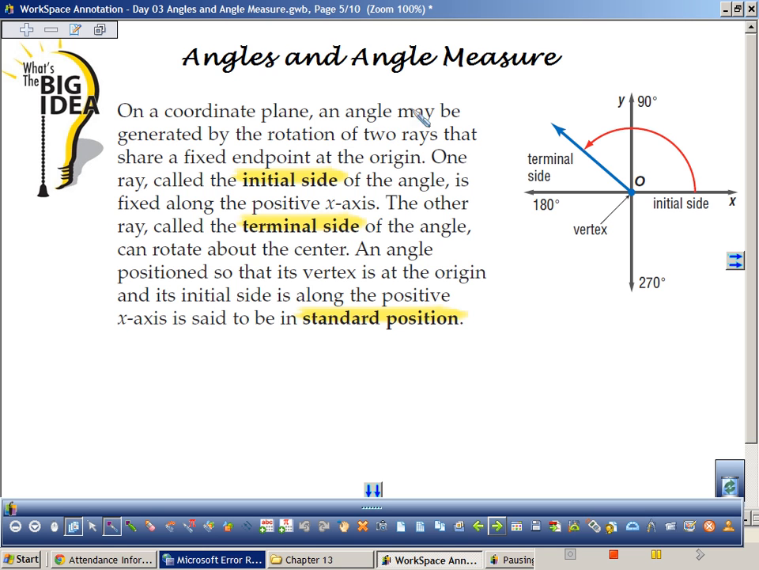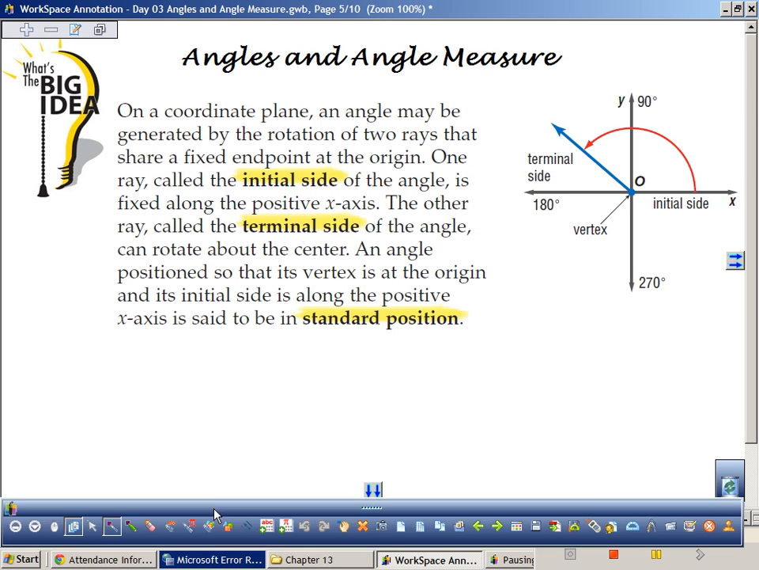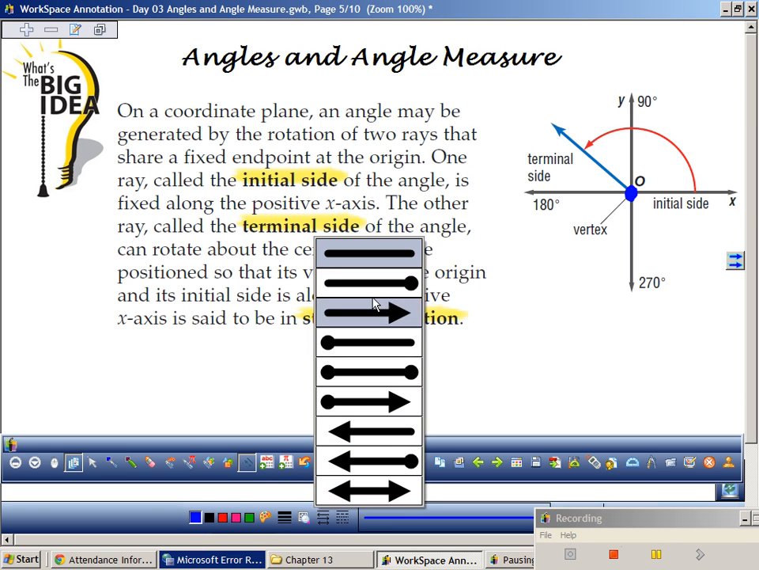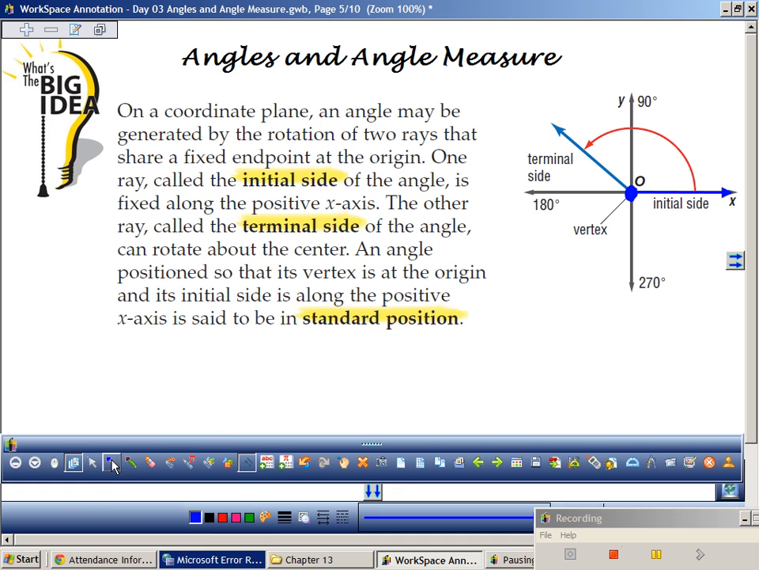On a coordinate plane, an angle may be generated by the rotation of 2 rays that share a fixed endpoint at the origin. Here's your origin. They share an origin. Here's your 2 rays. It's kind of weird because they didn't make this one a ray. I'm going to make it a ray. Okay, that's a ray. That's a ray. They're sharing the same origin. Correct?